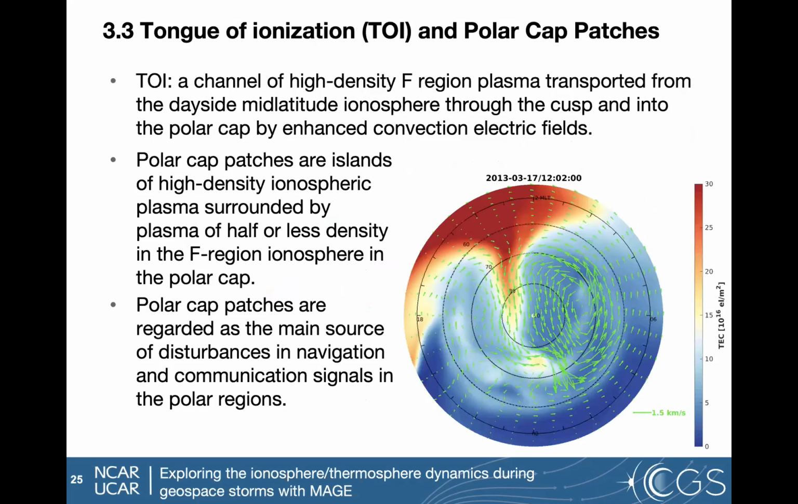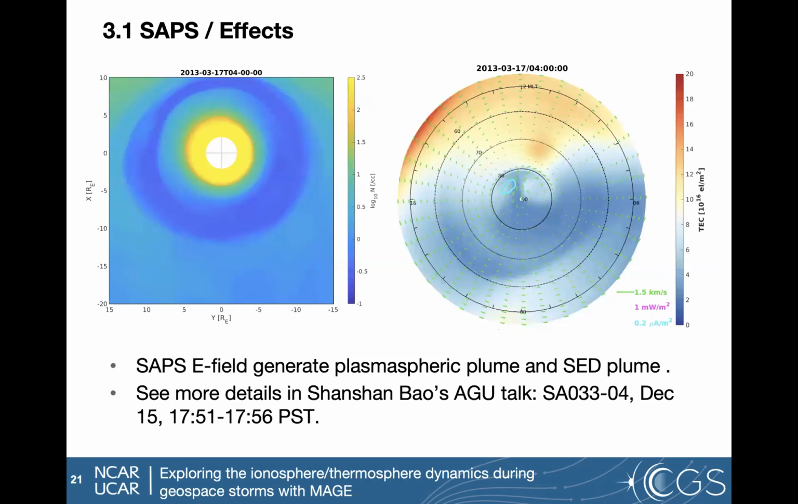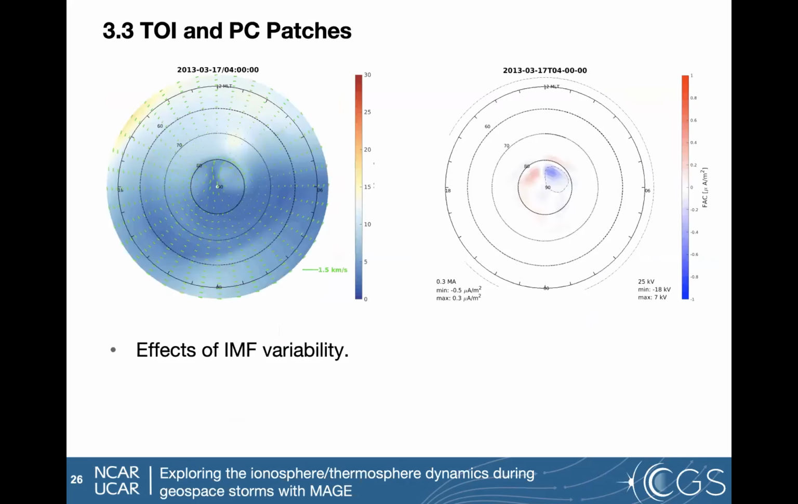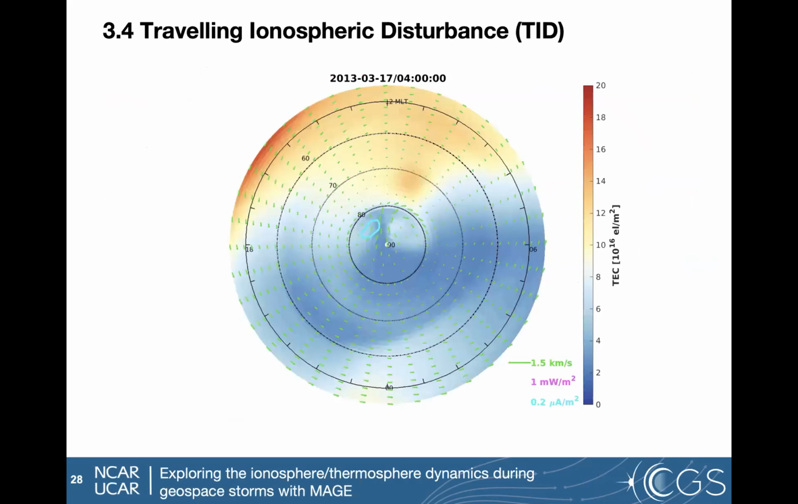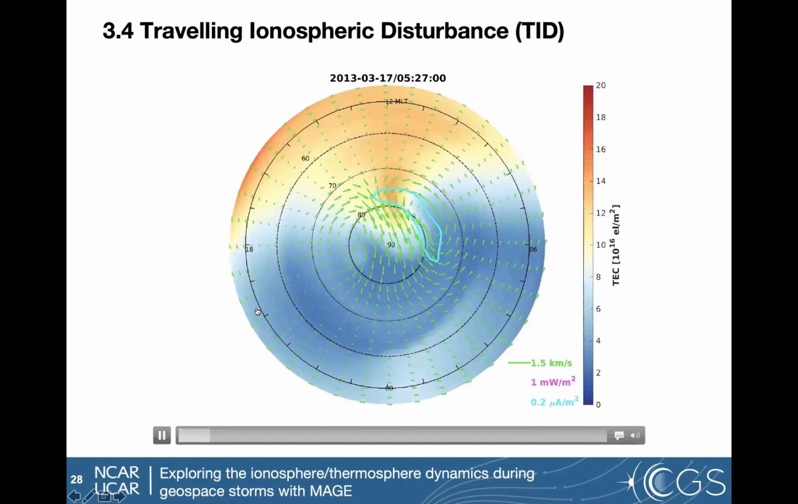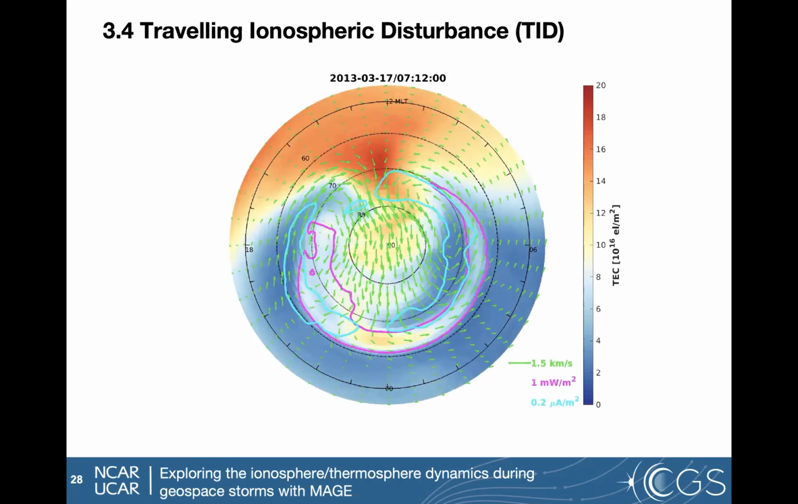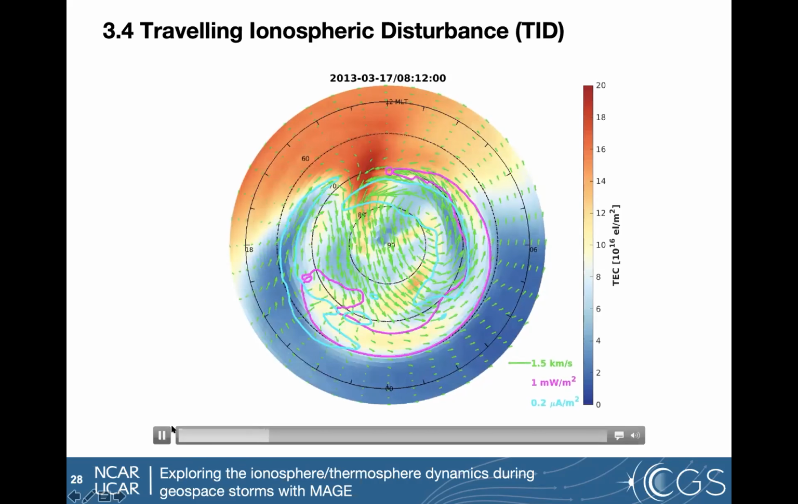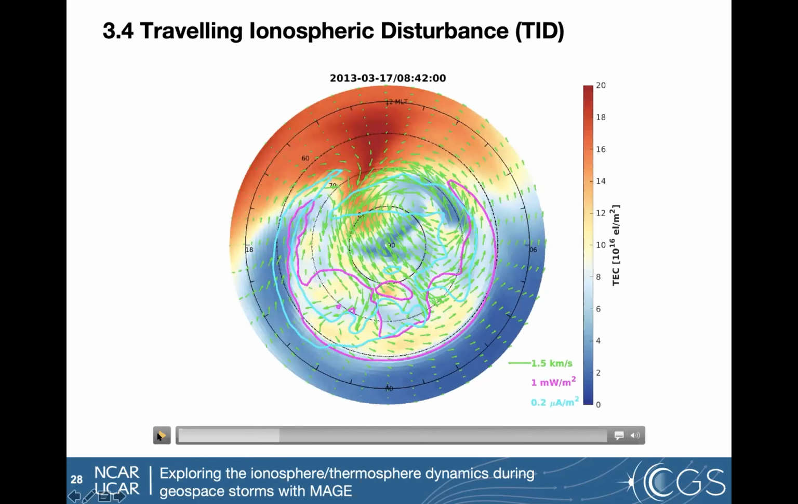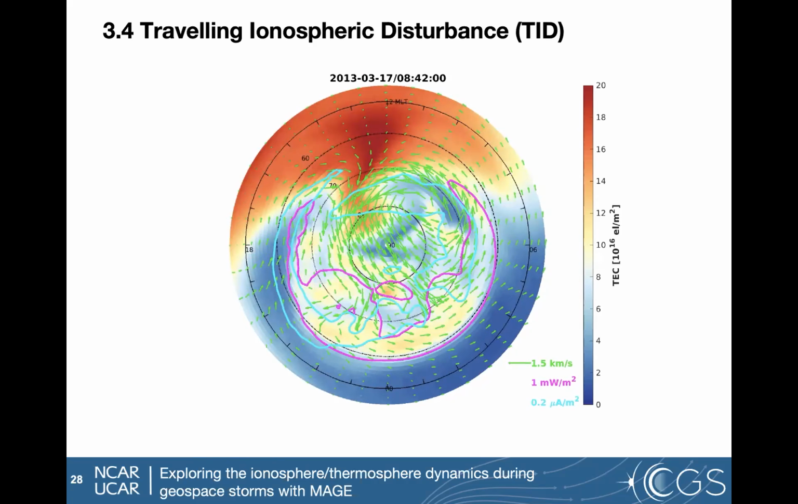Could you go back to this one, the plot you have, the last movie? There are two lines, one in magenta and another one. Could you explain what they mean and where the SAPS channel is, and how it evolved? Oh yeah, thank you for that. We may stop a little bit to explain in detail.